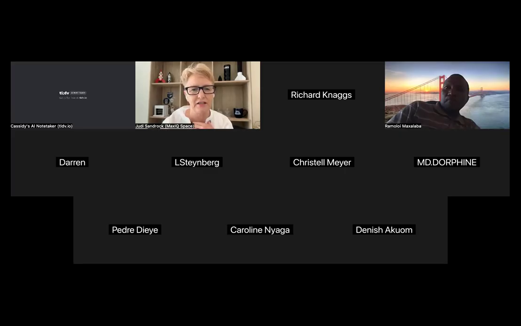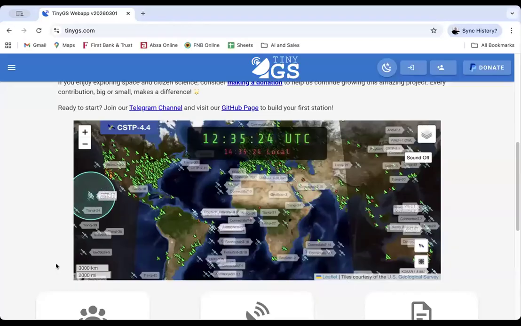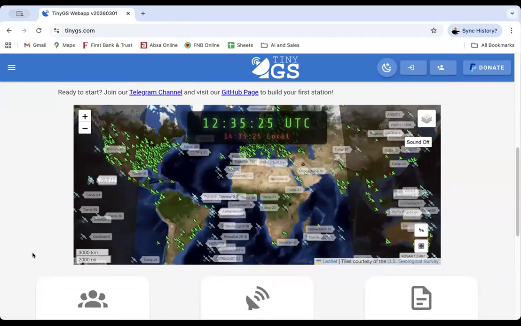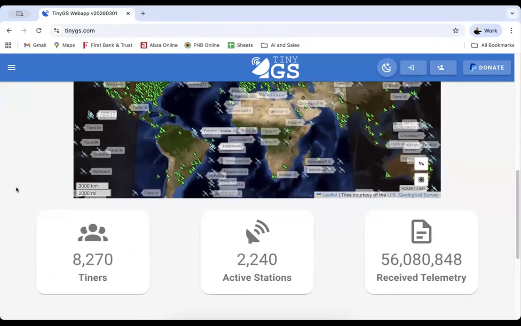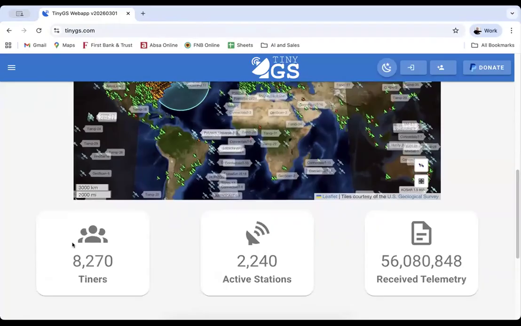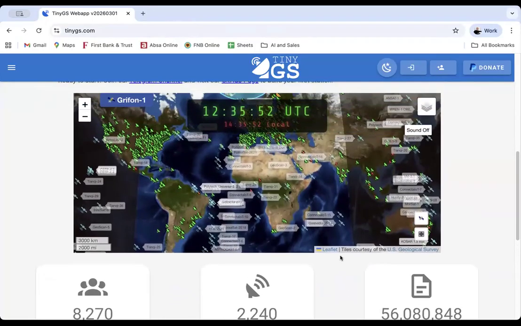So the tinygs ground station network. You can see here's a map. On this website, it's tinygs.com or tinygs.org, and really it's a community. We can see over here there are over 8,000 individuals who participate. They've got over 2,000 ground stations, and this is the telemetry they receive.